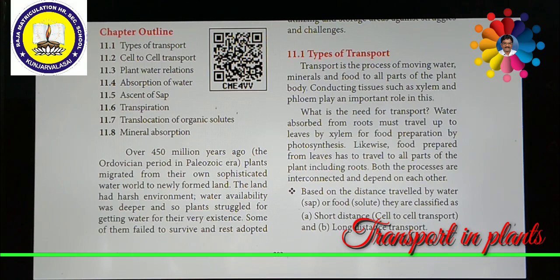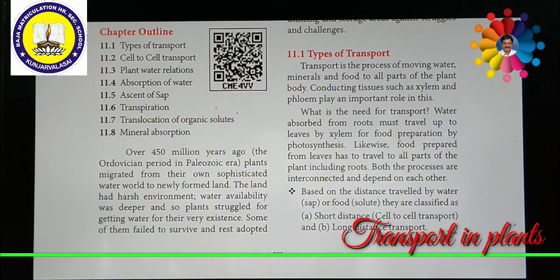On the other hand, transport within the network of xylem and phloem over a long distance, from root to shoot or from leaves to various parts, is long distance transport. Ascent of sap, absorption, as well as translocation of solutes are very good examples. Then, based on the energy expenditure or energy requirement, there are two types of transport. One is passive transport, another one is active transport.